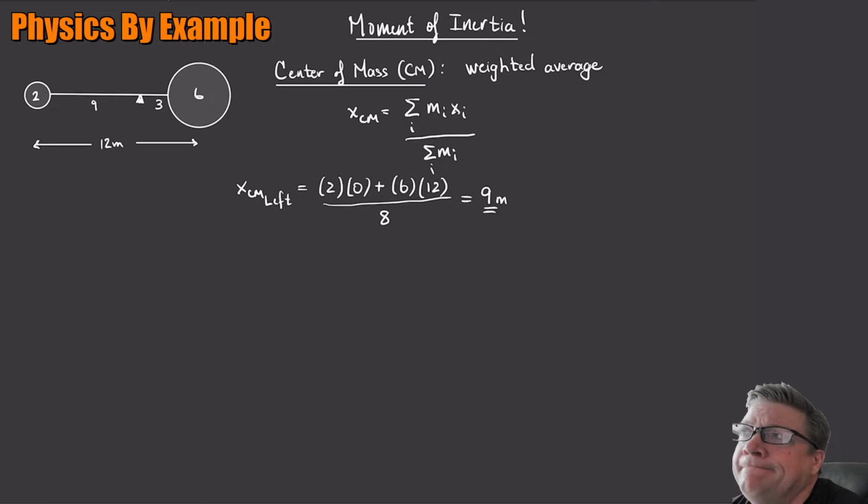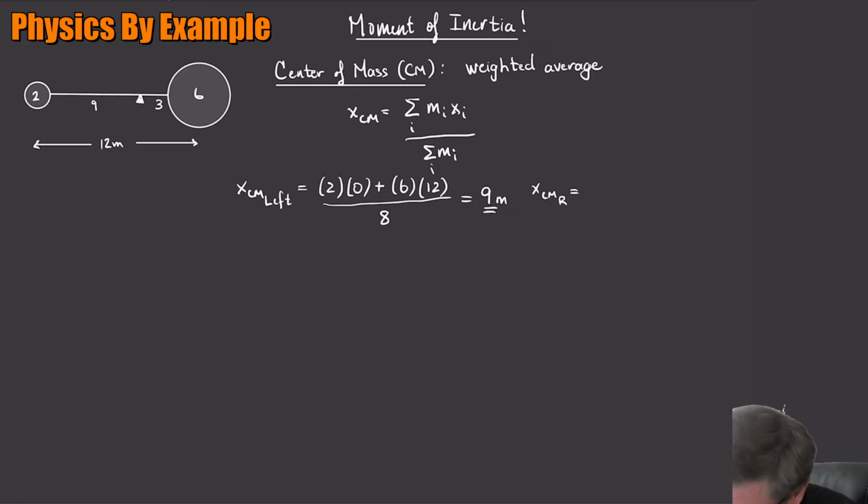But watch. What if we do the position of the center of mass relative to the right-hand side? Let's see what we get. X CM. From the right-hand side, I could choose any point I want to be the origin. So if I choose the right-hand side, what do I get?